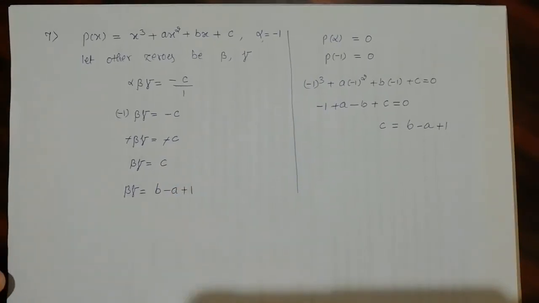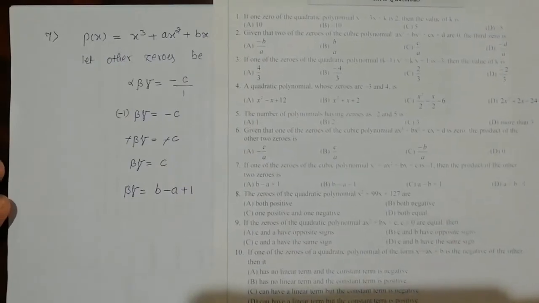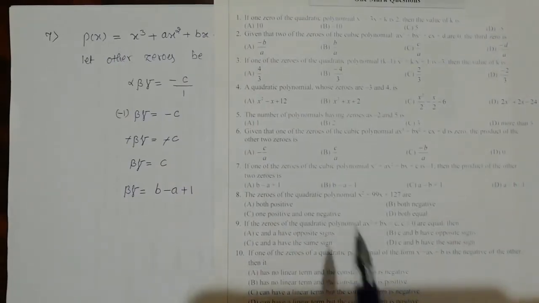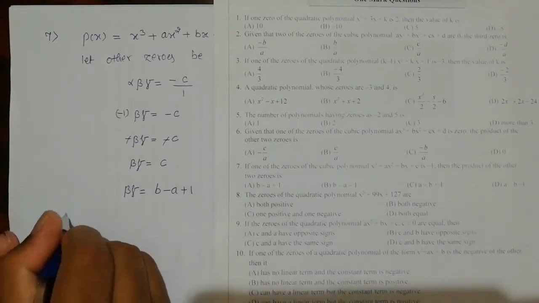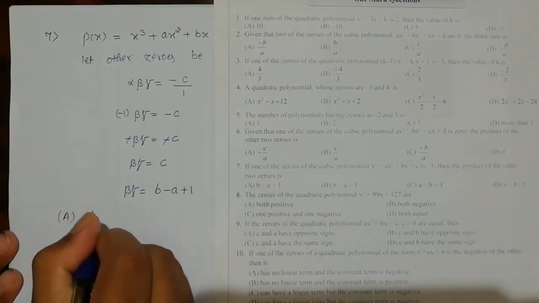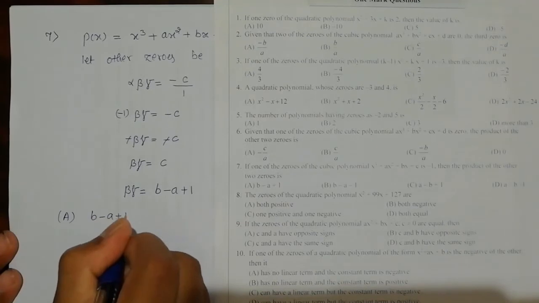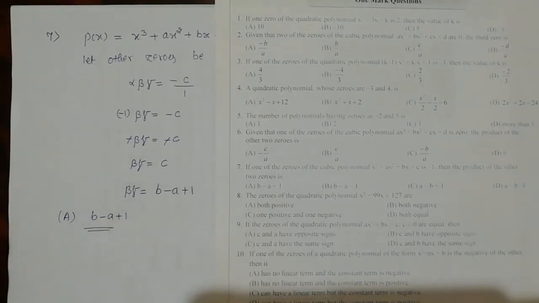Now look at the options. Here b minus a plus 1 is option A. So option A, b minus a plus 1, is the right answer.